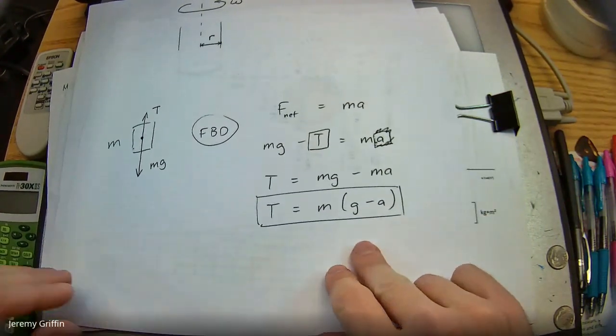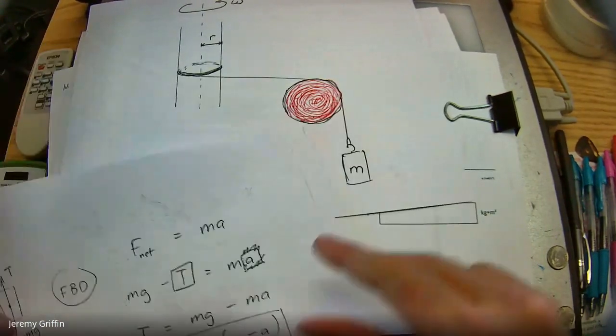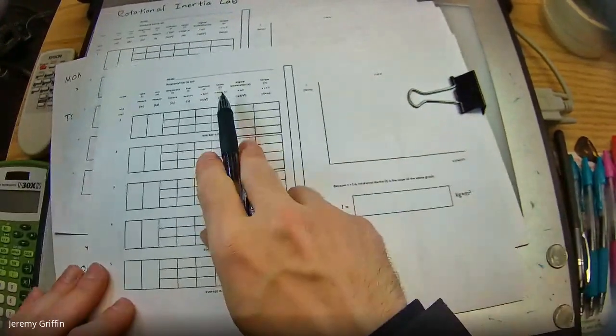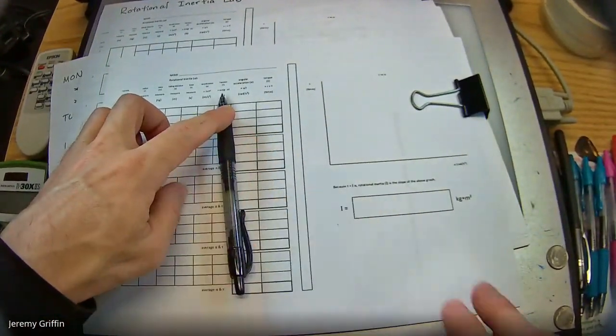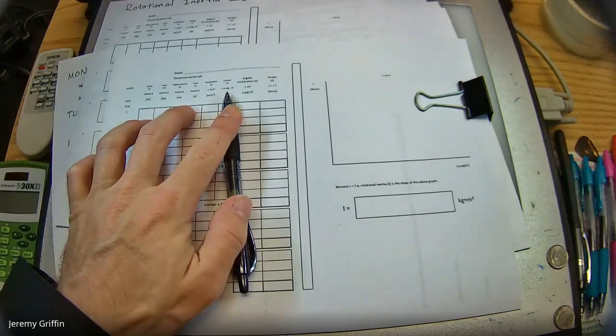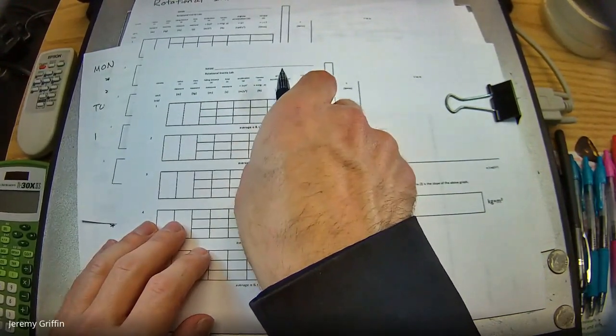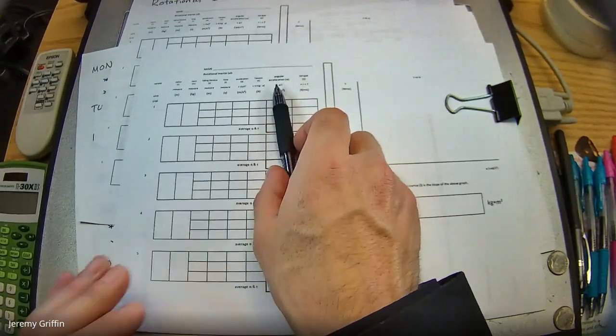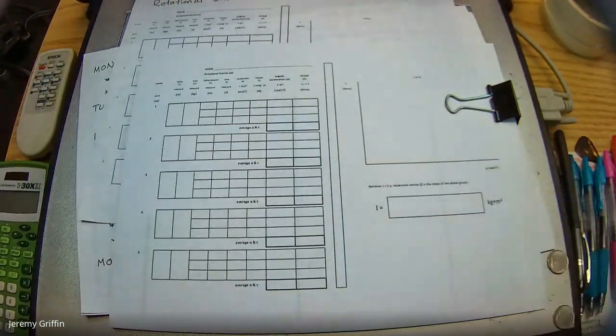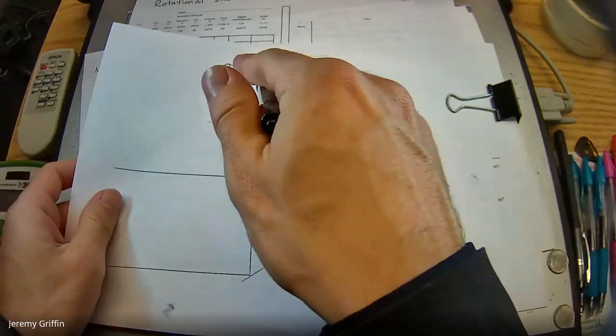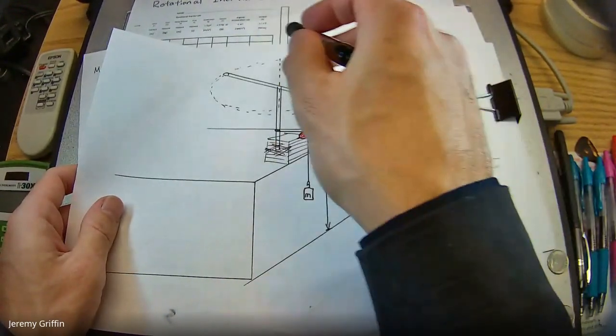Okay? And that is the next column. I have you guys calculate right here. It says tension m times g minus a. That's exactly what that says. Okay, so getting pretty close to the end of this table. Next column, angular acceleration. Okay, so this is the rate that this PVC pipe structure is speeding up spinning.